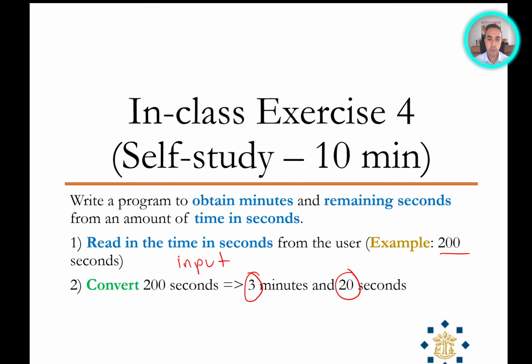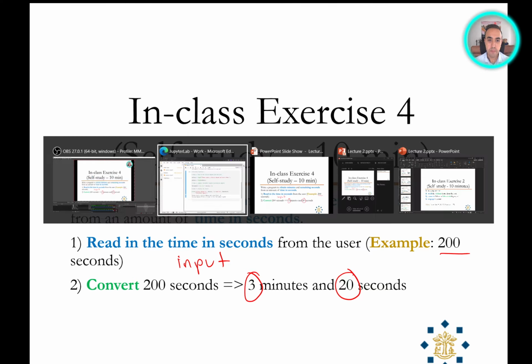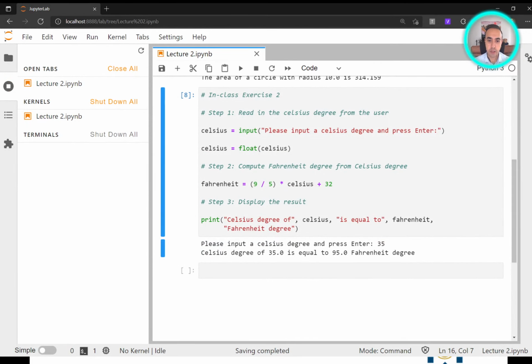So I'm going to do it with you one more time. I don't know if you tried it or not, but this is a relatively straightforward example. First we are going to read in the time in seconds, and then we are going to convert the seconds into minutes and seconds, right? So let's try.